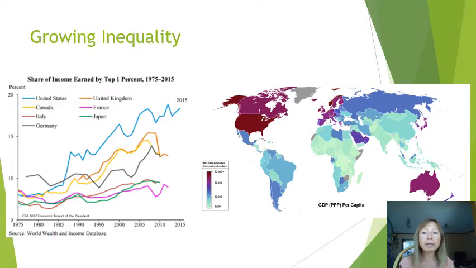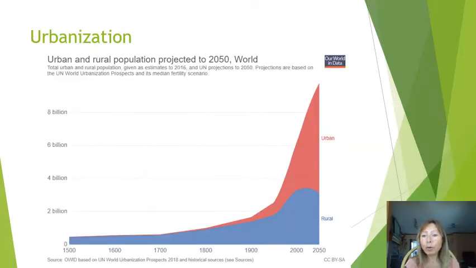At the same time, we also see growing inequalities, such as the share of income earned by top 1% of the population here in the United States and in many other parts of the world. The third global trend that is happening in our lifetime is the trend of urbanization. It's for the first time in the history of human civilization, we have today more urban population than rural population.